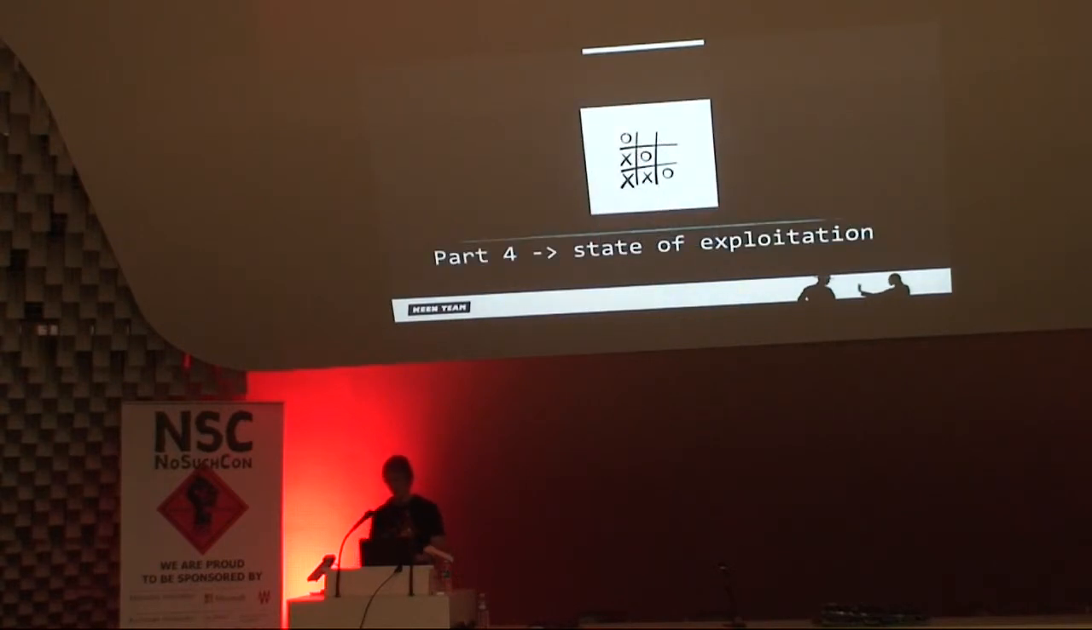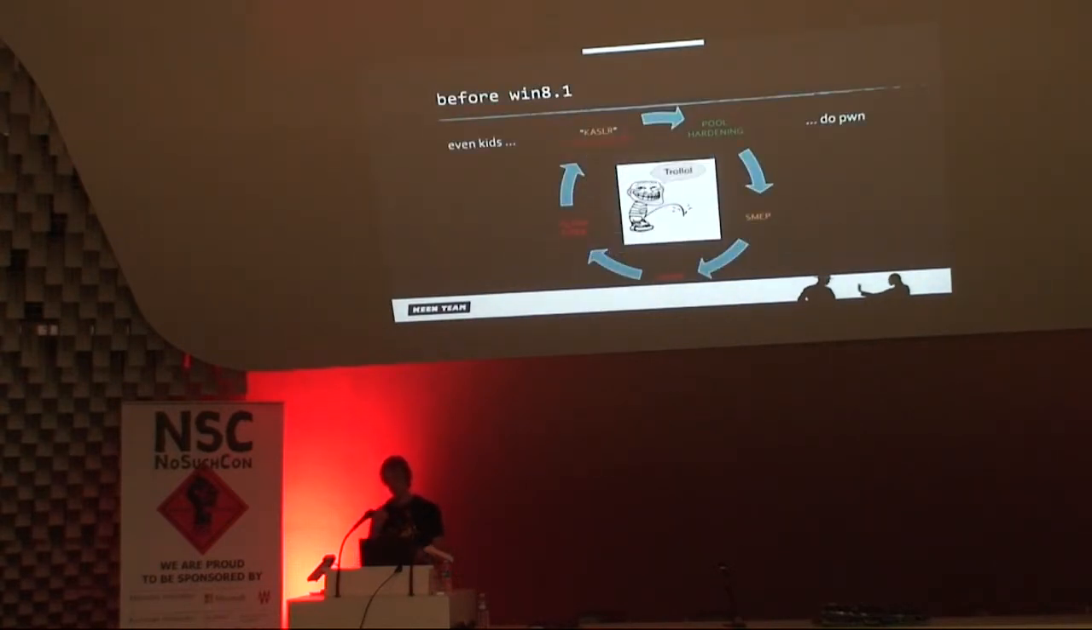Okay, so the next part is resisting kernel state exploitation. Let's say before Windows 8.1, it was really easy to exploit. Even kids could do it. Because there was some kind of KASLR, but it was not really KASLR, because you had some APIs which leaked everything. Okay, you had some randomization, introducing the pool, which is good stuff.